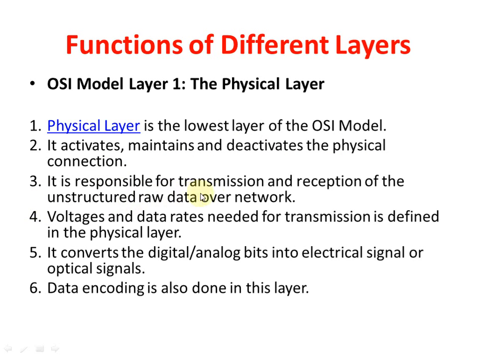It is responsible for transmission and reception of unstructured raw data over the network. Voltages and data rates needed for transmission are defined in the physical layer. It converts digital as well as analog bits into electrical signals or optical signals. Data encoding is also done in this layer. These are the functions of the physical layer.